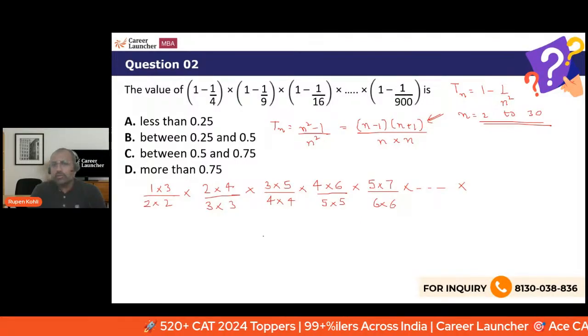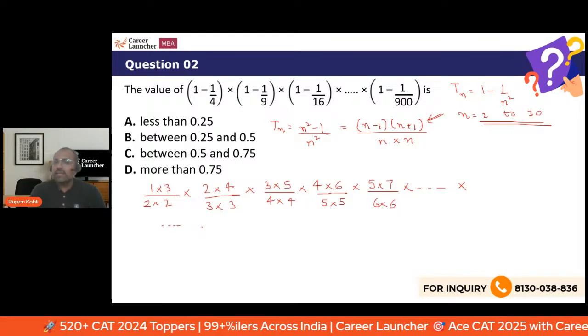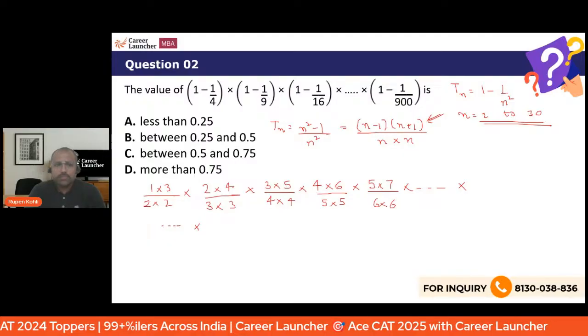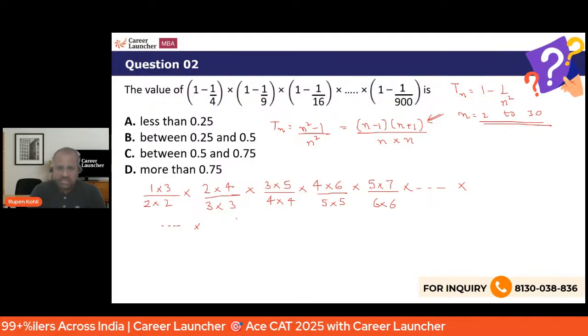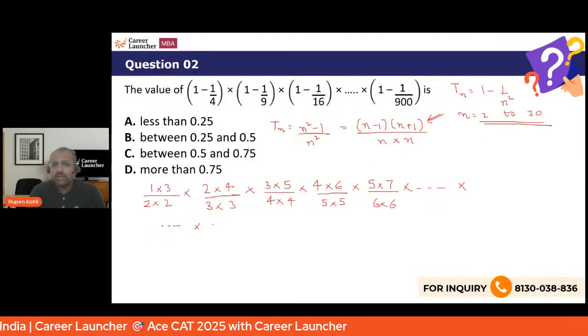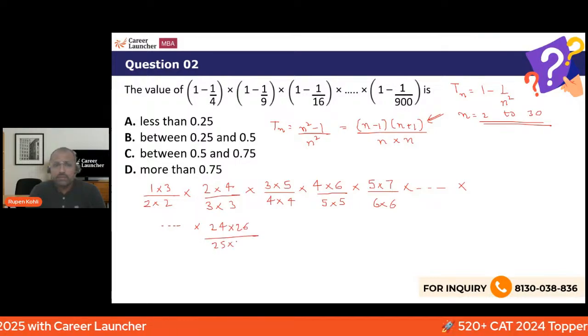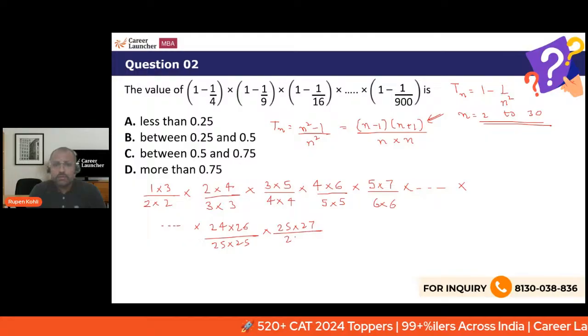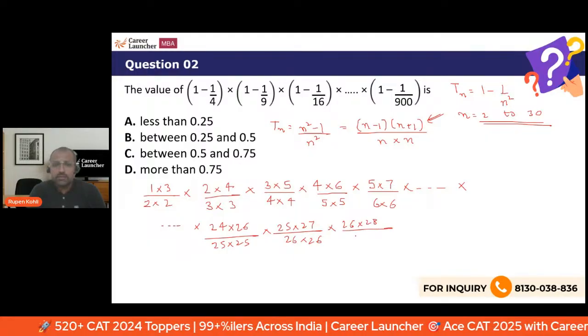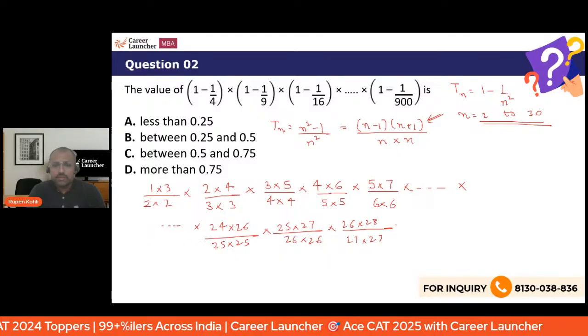And also, dot, dot, dot, I'm writing from the last. Let's say putting n equal to 25, we get 24 into 26 over 25 into 25. Then 25 into 27 over 26 into 26. Then 26 into 28 over 27 into 27.